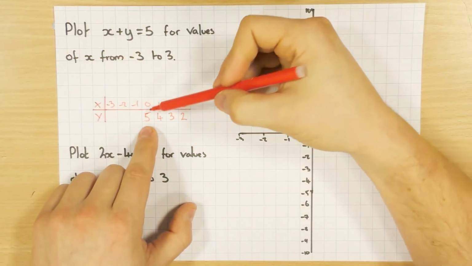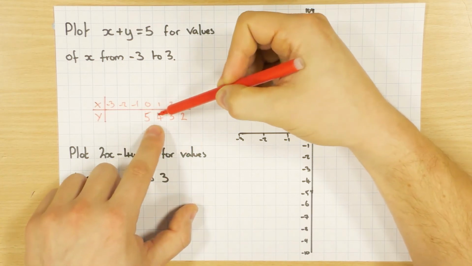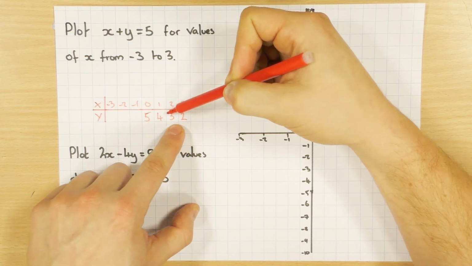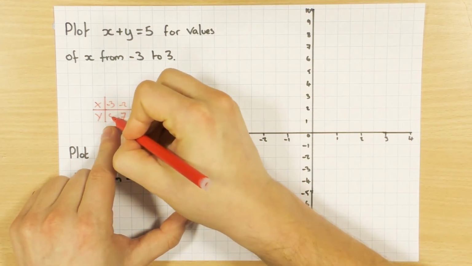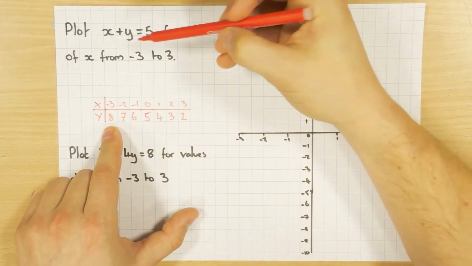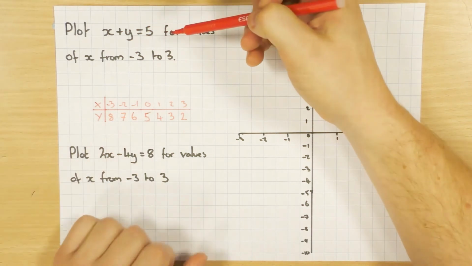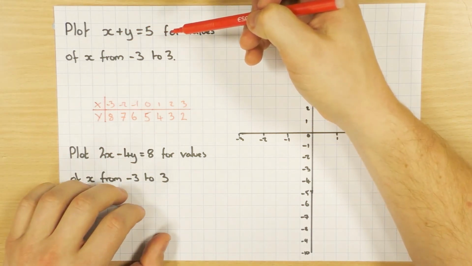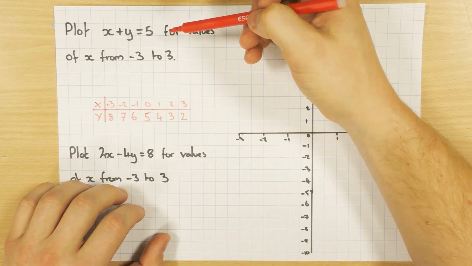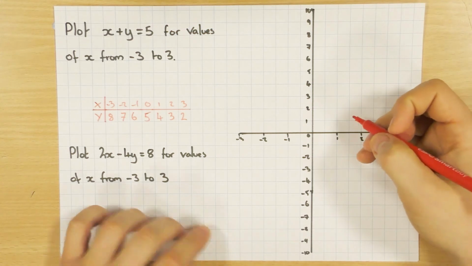And just as before, I can spot a pattern. 5, 4, 3, 2. So I'm going down in ones. If I then go the other way, I must be going up. So 6, 7, 8. Just check it. If you've got -3 plus 8, yep, you get 5. So a little bit of common sense with that one probably makes it a bit easier than having to rearrange it and then use a horrible flowchart or substitution. So a little bit of common sense is quite nice for that one.